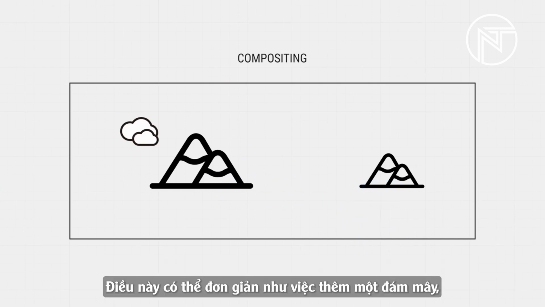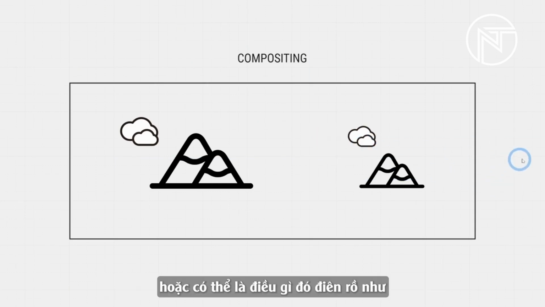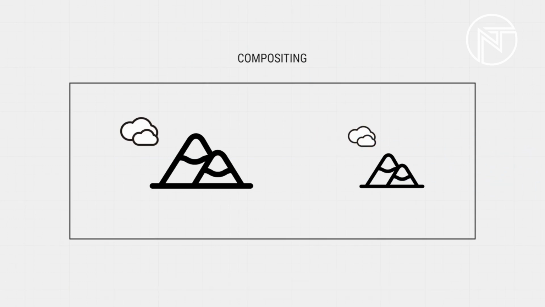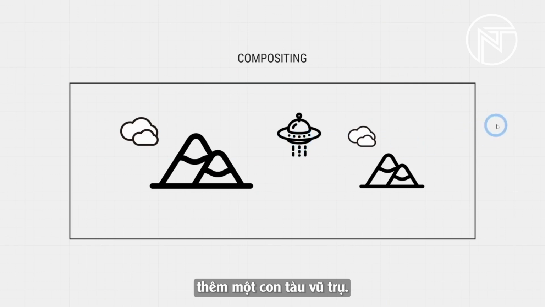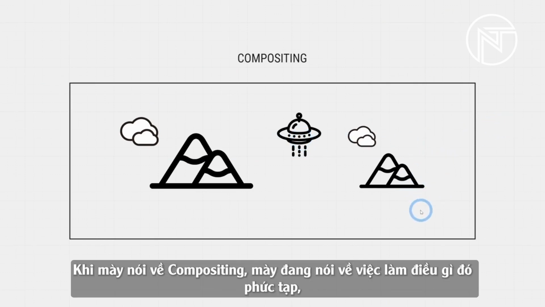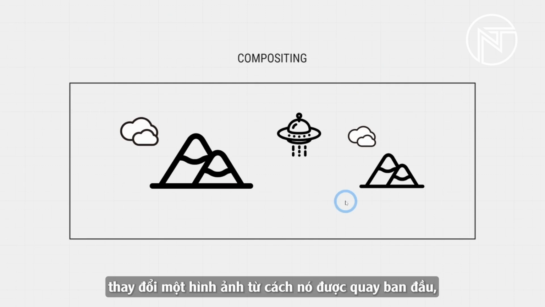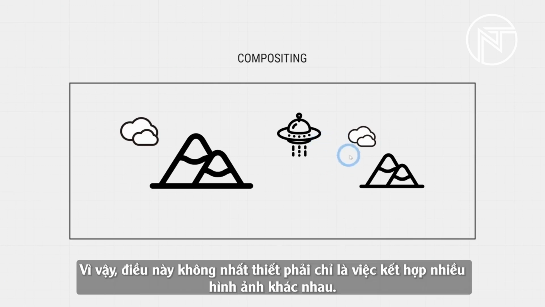This might be as simple as adding another cloud, or it could be something crazy like adding a spaceship. Pretty much when you're talking about compositing, you're talking about doing something fancy, changing an image from how it was shot, or somehow creating a new image with various different pieces. So it doesn't have to be just combining multiple different images.